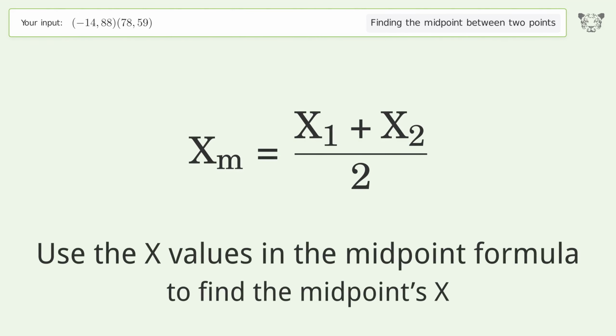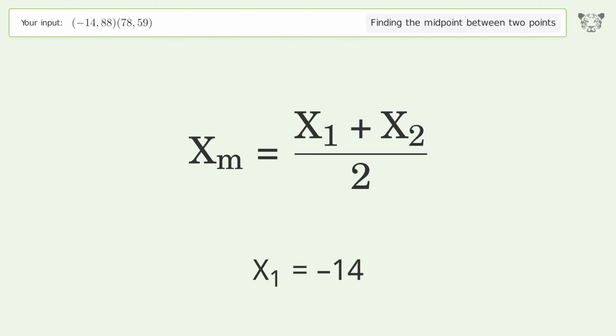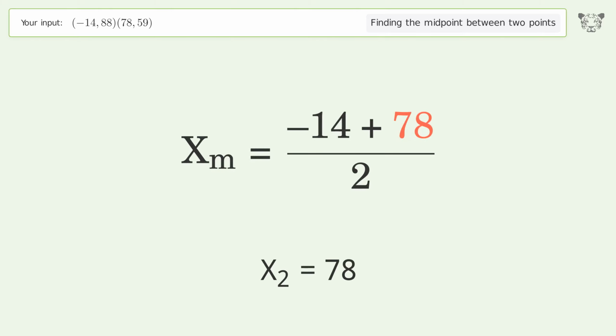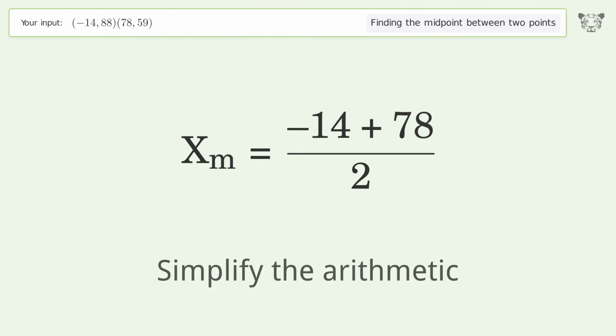Use the x values in the midpoint formula to find the midpoints x. x1 equals -14. x2 equals 78. Simplify the arithmetic.